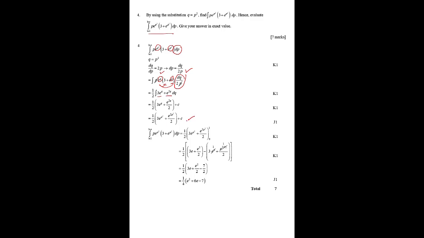for indefinite integral. Since here you have a lower and upper limit, you can proceed by substituting the upper limit into the expression, and then minus the lower limit, and then you will get the final answer. Since the question asks you to find the exact value, you need to give your final answer in terms of e instead of decimal.